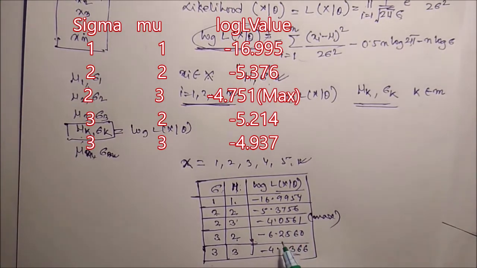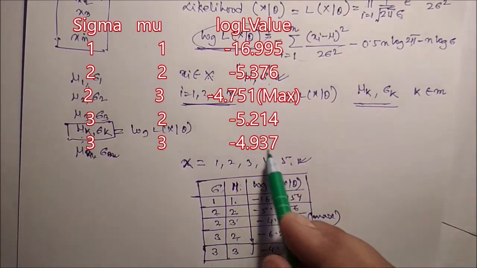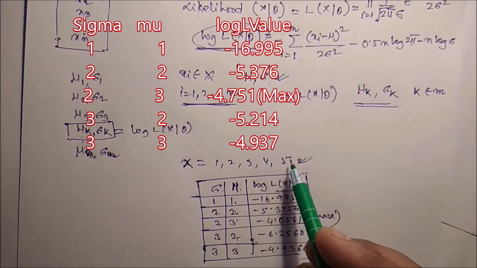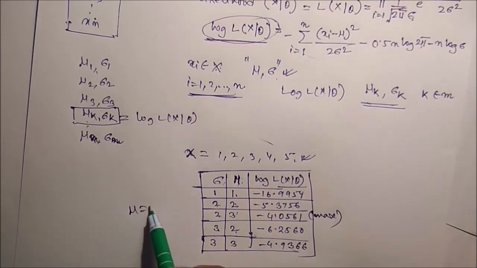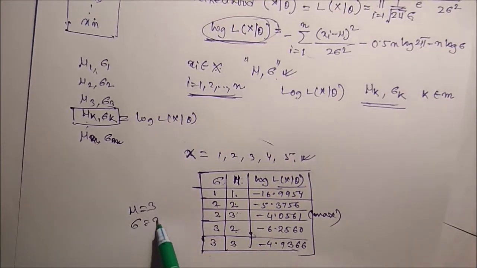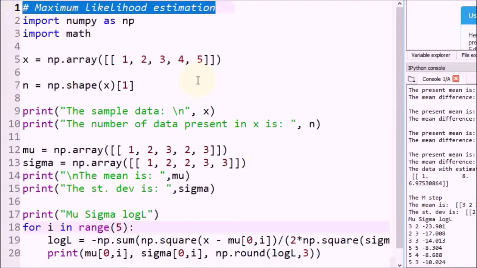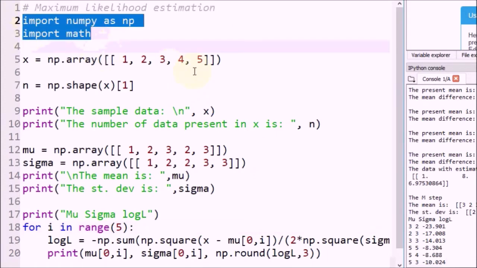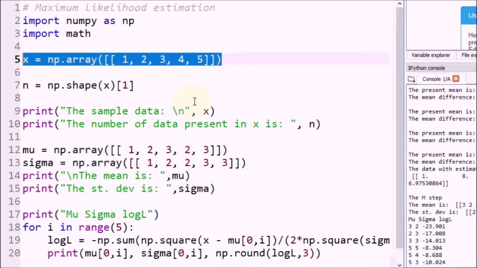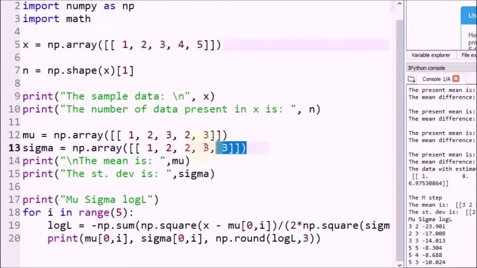So we can assume that for the given data set, the population parameter mu will be 3 and sigma is equal to 2. This is a Python implementation of maximum likelihood estimation, where we import two packages, NumPy and Math. This is the sample data, where 1, 2, 3, 4, 5 are the sample data.